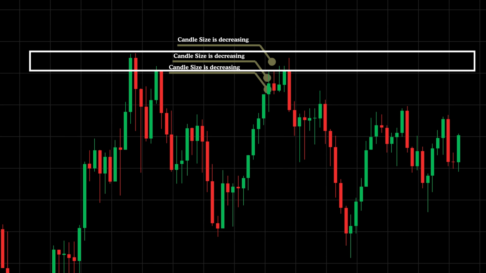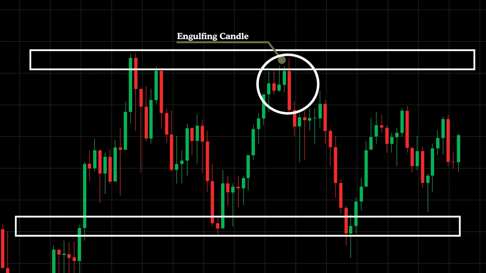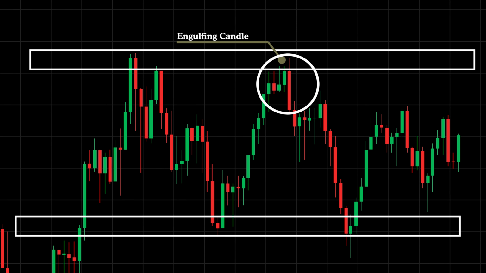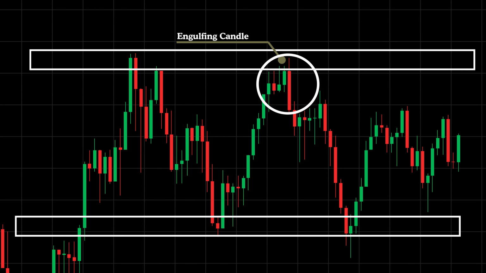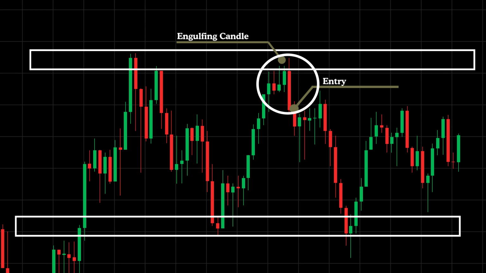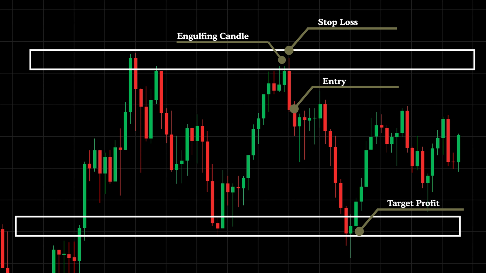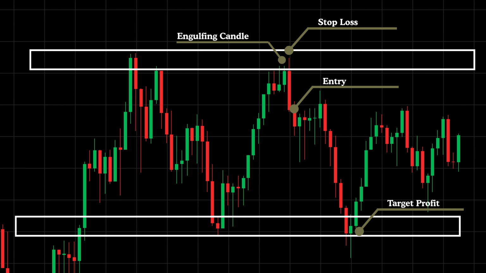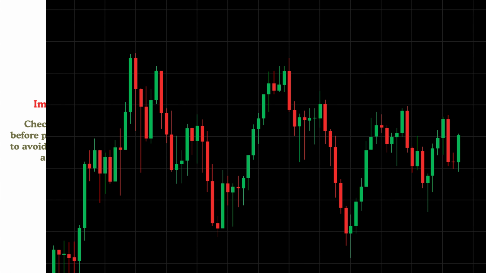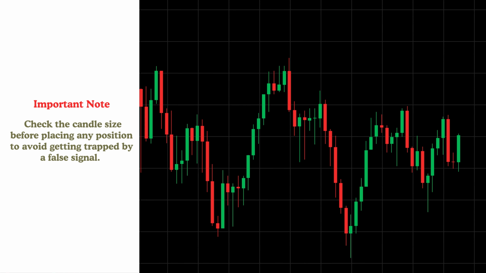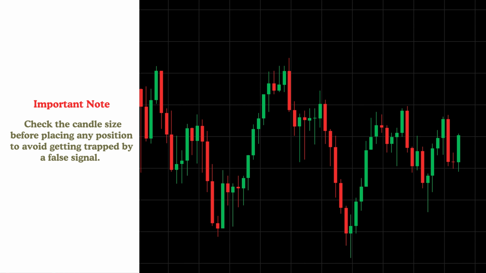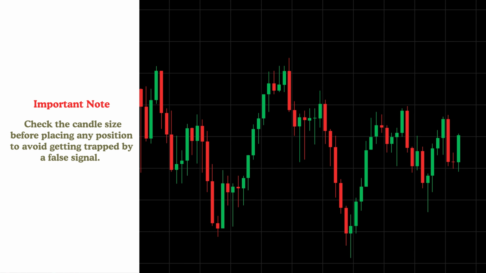After the series of hanging candles, a bearish engulfing candle appears, and that's the signal we want to trade. We place our entry at the candle close, set the stop loss at the highest point of resistance, and target profit at 2 times the risk. And just like that, we secure another successful trade. Always remember, guys, check the candle size before placing any position to avoid getting trapped by a false signal.